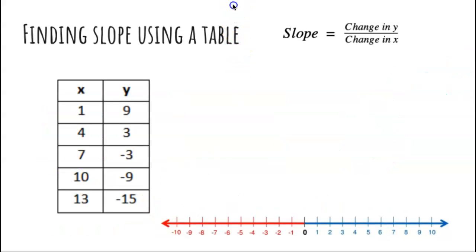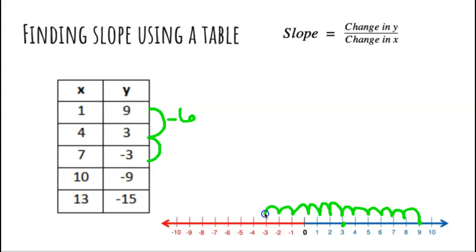Okay, let's look at another example. First I'm going to find my change in y. I'm going to see how I get from 9 to 3. So I'm going to start on 9 and I'm going to go to 3. 1, 2, 3, 4, 5, 6. I'm going to the left, so that's minus 6. Now how do I get from 3 to negative 3? I'm going to start at positive 3 and go to negative 3. 1, 2, 3, 4, 5, 6. So that's also minus 6. Negative 3 to negative 9 is minus 6. And negative 9 to negative 15 is minus 6. So I have my change in y.